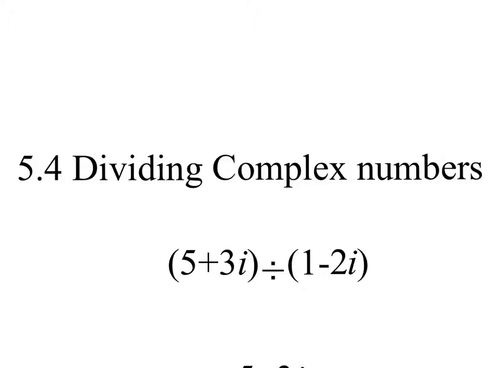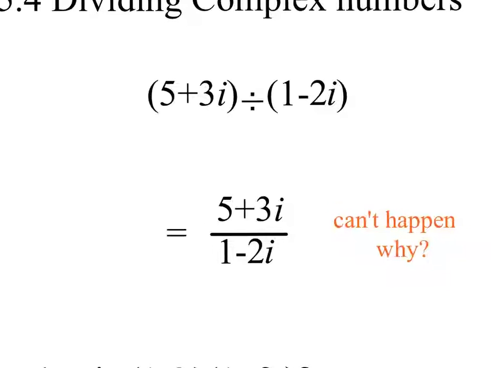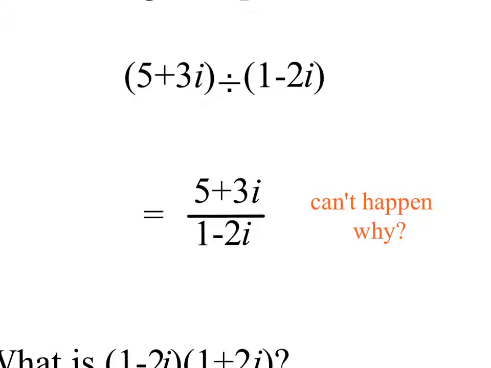We're going to talk about dividing complex numbers in this video. So if you see here, I have two complex numbers being divided. I have 5 plus 3i divided by 1 minus 2i. When you do a dividing problem, it's actually best to rewrite it in fraction form. And so we have 5 plus 3i divided by 1 minus 2i, same thing.